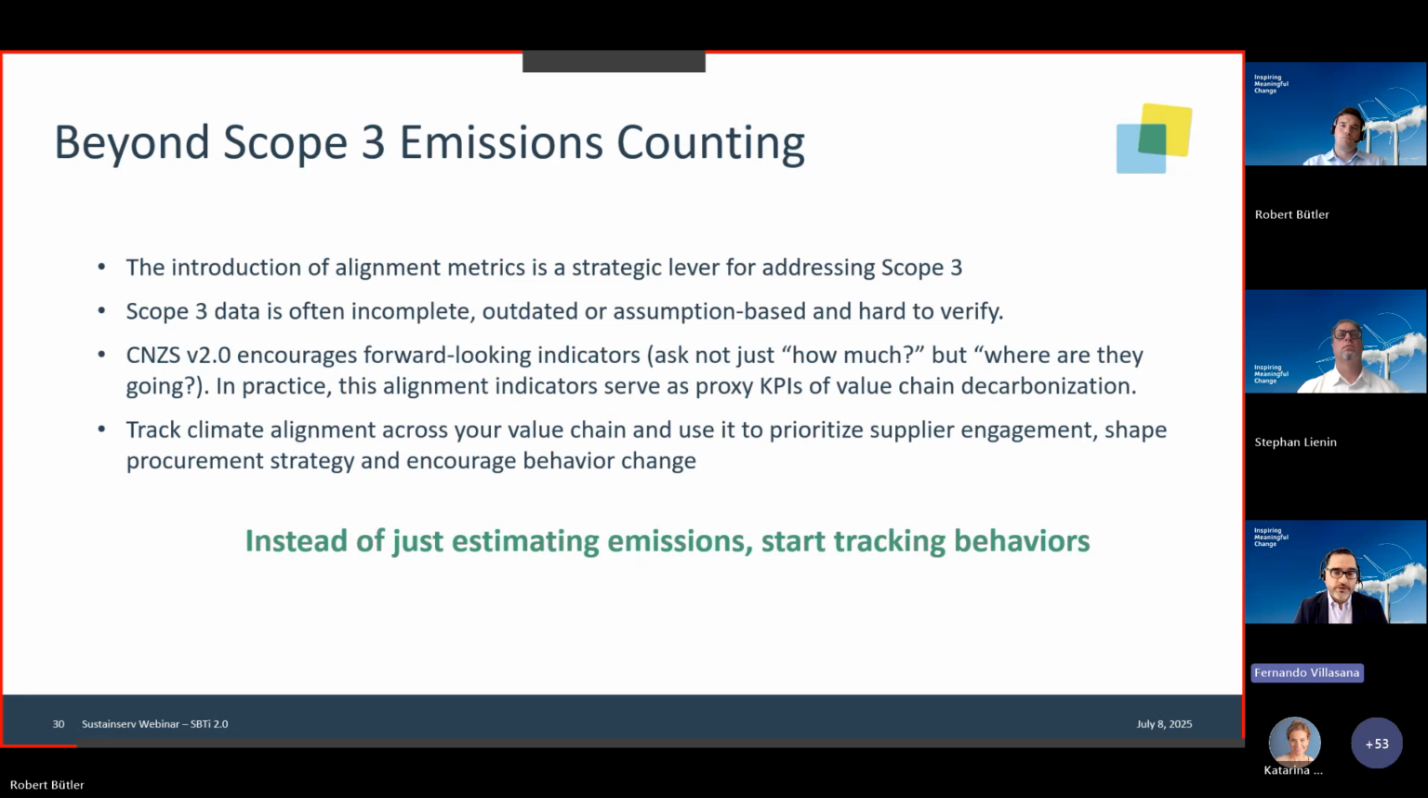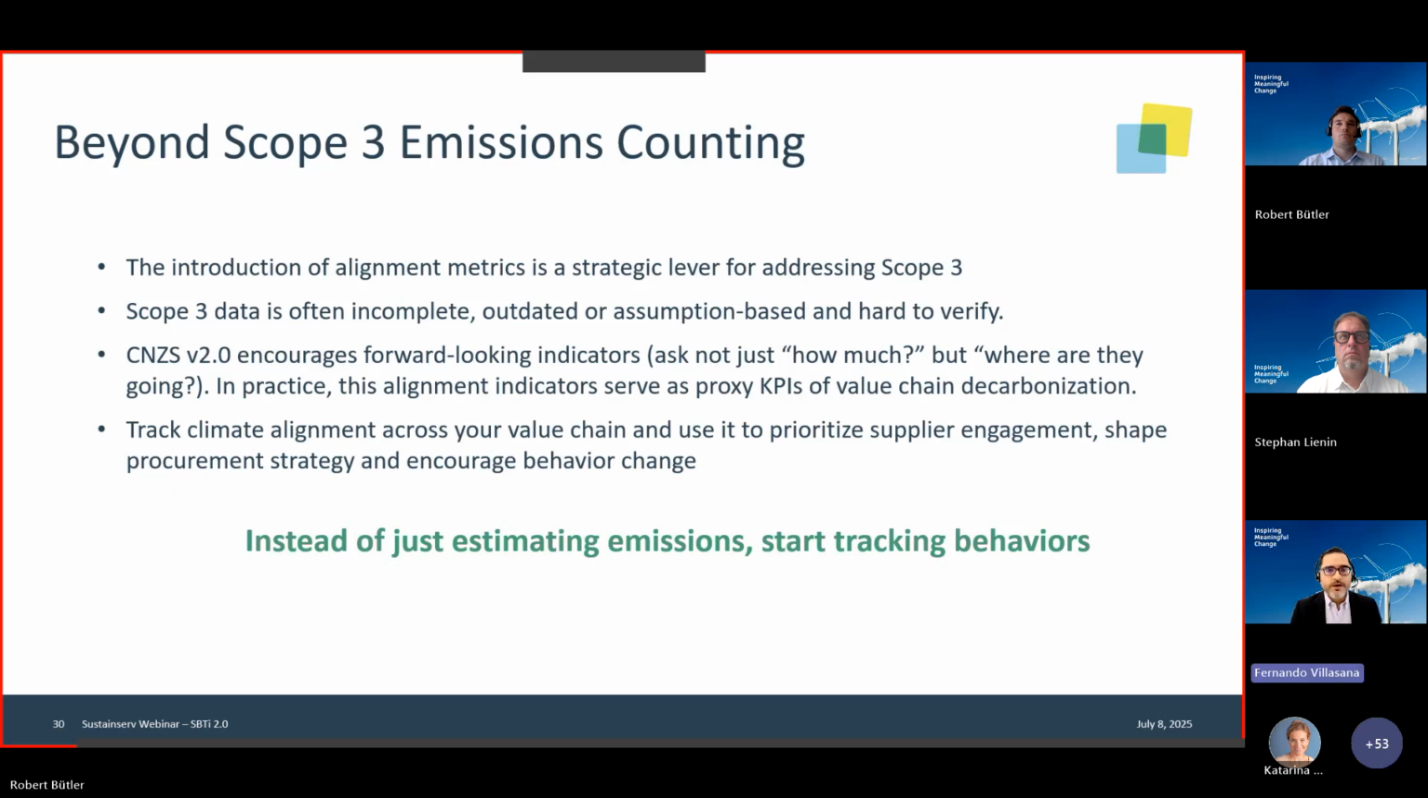Ultimately, companies that are struggling to influence their Scope 3 emissions directly will be able to start pushing for change through alignment, even before their emissions data is perfect or is moving away from spend-based into some high-quality calculation. So in time, this will help make your Scope 3 strategy more proactive, more transparent, more credible, and perhaps it'll help you find opportunities for collaboration more easily than just keeping an eye on the emissions levels.